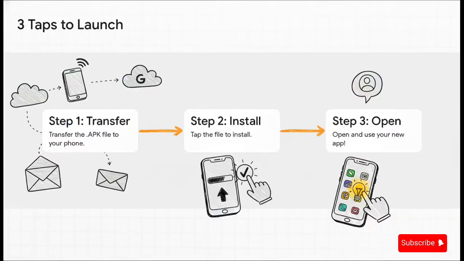And the final installation, it's literally this easy. Just get that APK file onto your phone. You can email it to yourself, use Google Drive, whatever works. Tap the file, approve the installation, and that is it. Your idea is now a fully installed app on your device, ready to go.